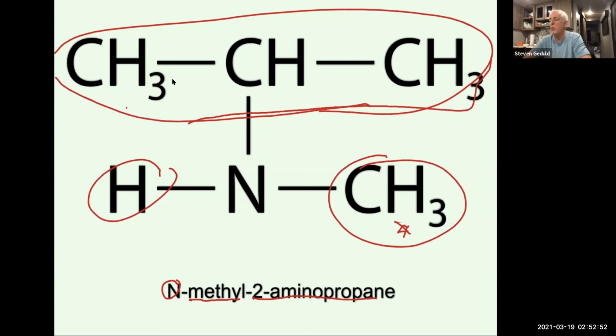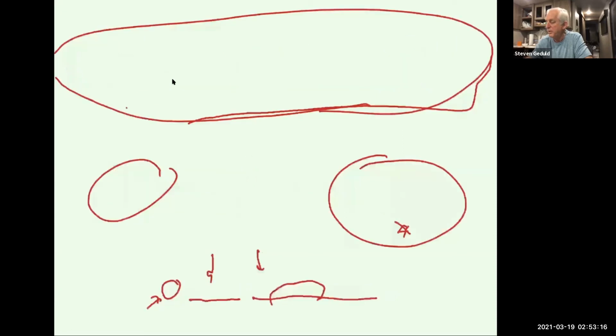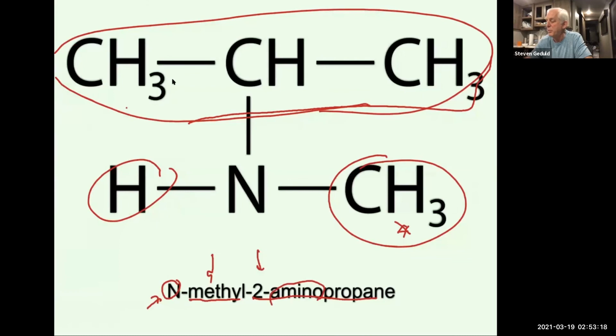You could have written isopropyl, it would be the same thing. Isopropyl is the same thing as 2-amino propane. So the N tells you there's an additional attachment, and it's methyl. The 2 tells you the position where the amino group attaches to the propane carbon chain. Did I get that? Okay. So N-methyl 2-amino propane.